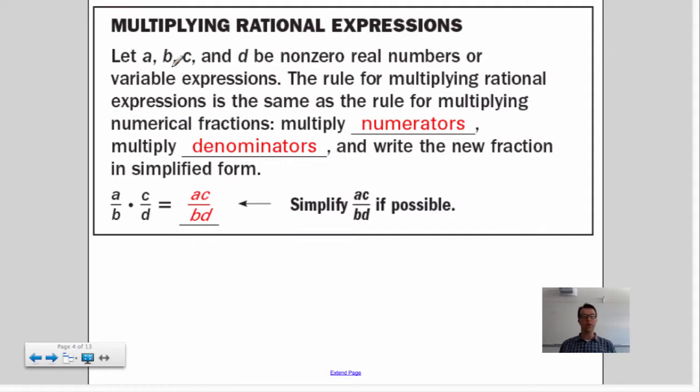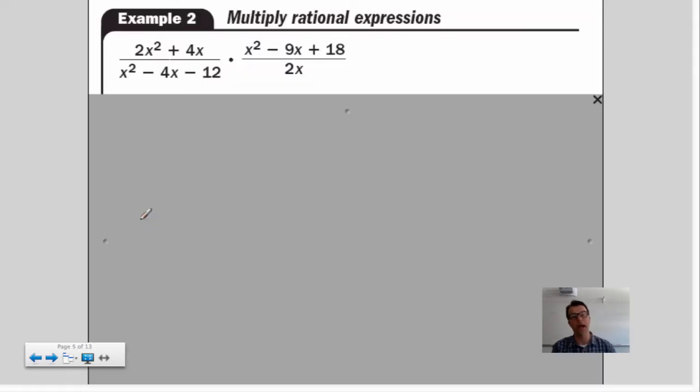So next step, multiplying. How do I multiply rational expressions? It's basically like multiplying fractions. We multiply the numerators and we multiply the denominators. So again, we multiply a times c and b times d. And we definitely want to simplify. So here, example 2, hopefully you're recognizing these as two rational expressions that you're multiplying, right? You should be kind of shaking in your boots. Do I really have to multiply this binomial with this trinomial?